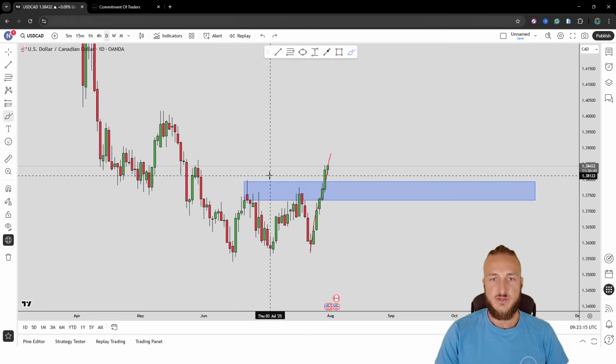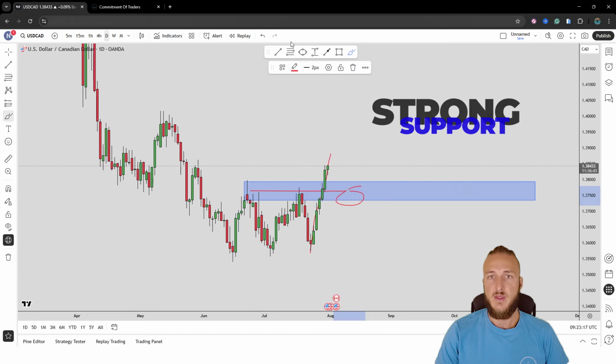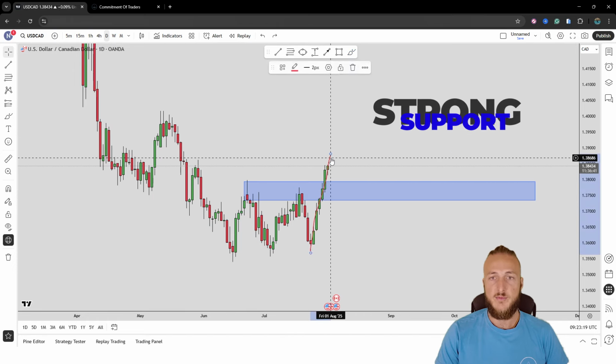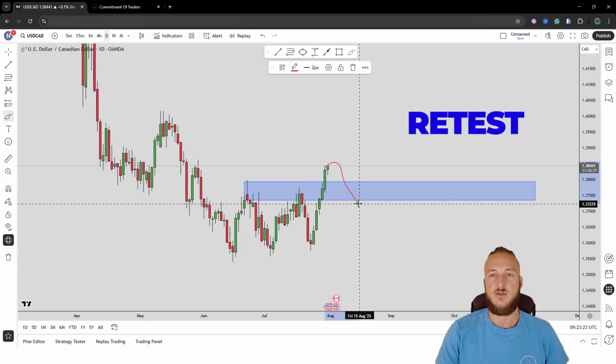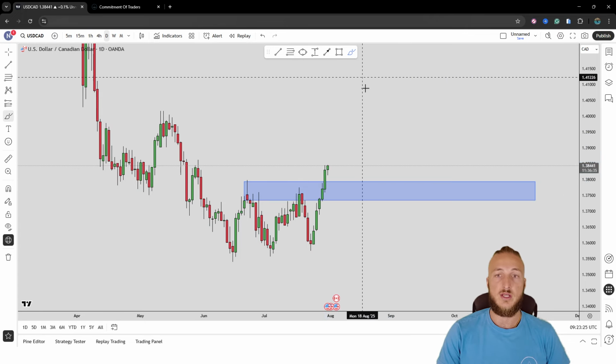So all this previous resistance is now turned support. And the next logical step would be for the market here to go and retest this previous resistance turned support and then reject it to the upside.